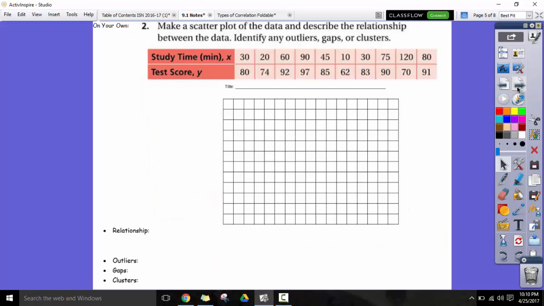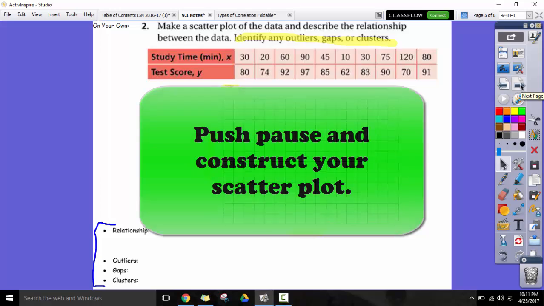Flip over to the back side. So on the back, you're actually going to make your own scatter plot. We're comparing study time and test score. You need to make sure you put a title on it, label the x-axis, label the y-axis, and then identify any outliers, gaps, or clusters. You should also draw in your line of fit. So go ahead, figure out how you're going to number your x and your y-axis, the scale on it, and graph your data, and then identify the relationship, outliers, gaps, and clusters. Push pause, do that, and when you are done, push play to compare your scatter plot with mine.